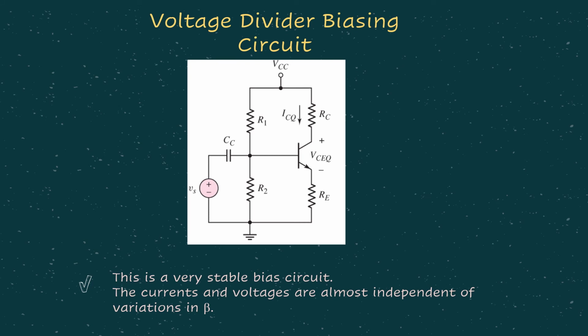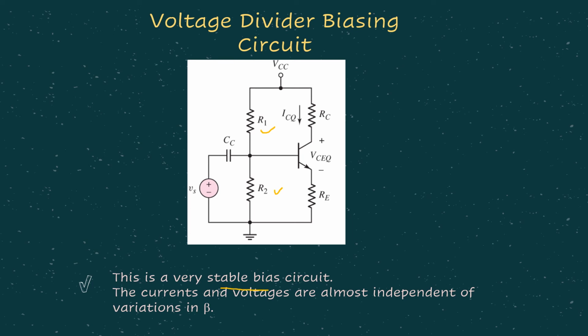Now we come to the last type of BJT biasing circuit, which is called the voltage divider biasing circuit. For this particular type, as you can see here, we have two resistors connected at the base, which are R1 and R2. Okay, then this is a very stable circuit.